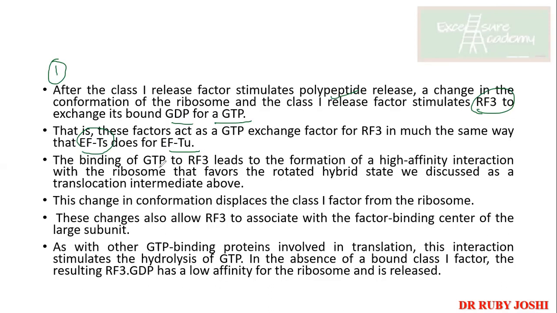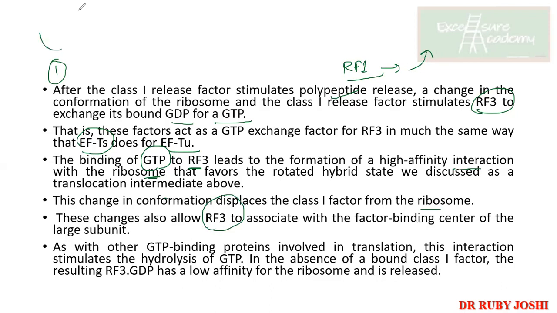Now the binding of GTP to RF3 leads to the formation of high affinity interaction with the ribosome. Okay, so what does it mean? जैसे ही RF3 में GTP आएगा, okay, GTP आएगा, so now this has got the affinity for your ribosome, which will ensure that RF1 जो है release हो जाए, ठीक है। Now this change in conformation displaces the class 1 factor from the ribosome. Okay, now जैसे ही ये होगा, it will allow the RF3 to bind to the factor binding center of the large subunit.